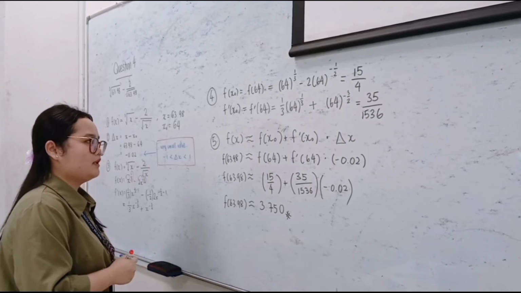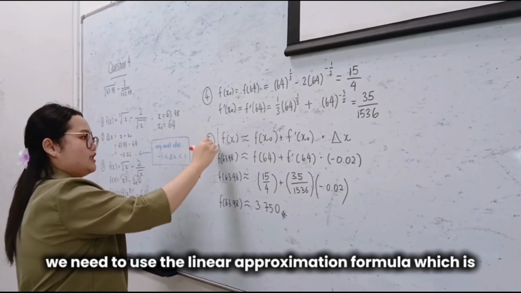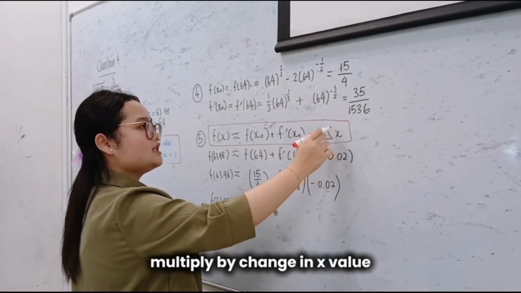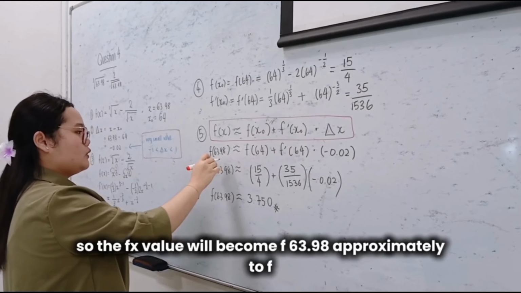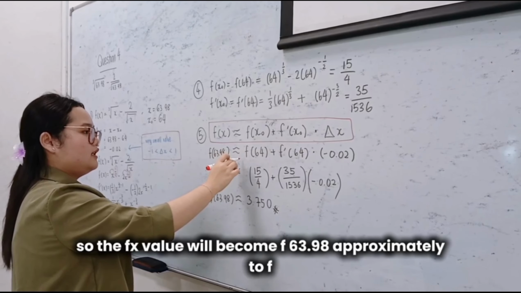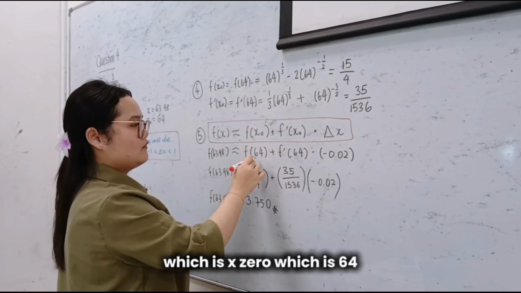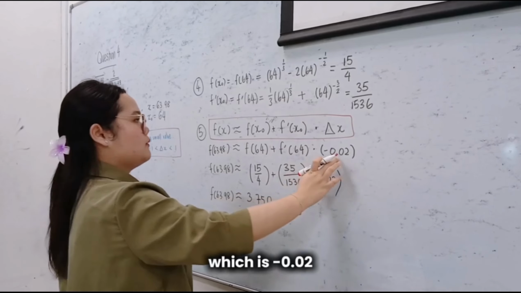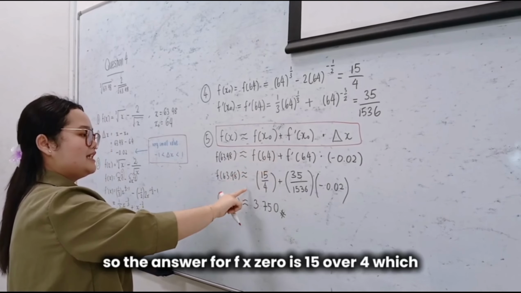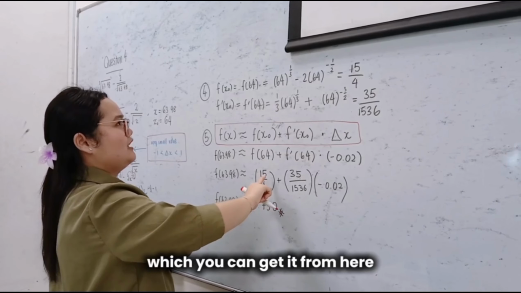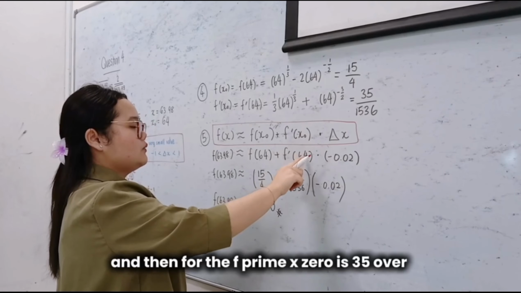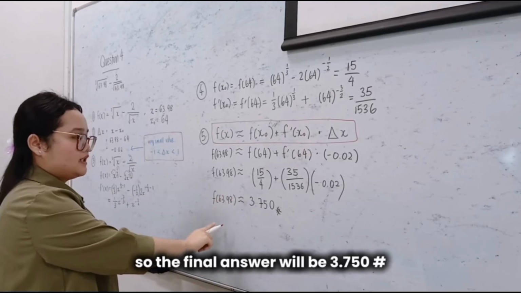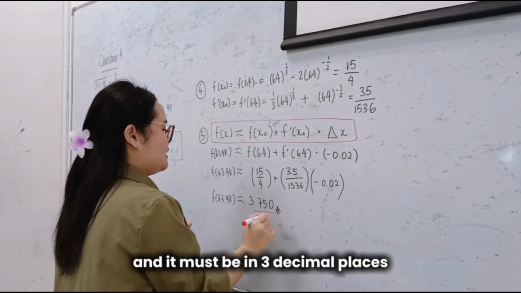So for the last step, we need to use the linear approximation formula, which is f(x) is approximately f(x0) plus f prime x0 multiplied by change in x value. So the f(x) value will become f(63.98) approximately f(x0), which is 64, and then f prime x0, which is f prime 64 multiplied by the change in x value just now, which is negative 0.02. So the answer for f(x0) is 15 over 4, which you can get from here. And then the f prime x0 is 35 over 1536, which you can get from step 4 just now. And the change in x value is negative 0.02. So the final answer will be 3.750, and it must be in 3 decimal places.